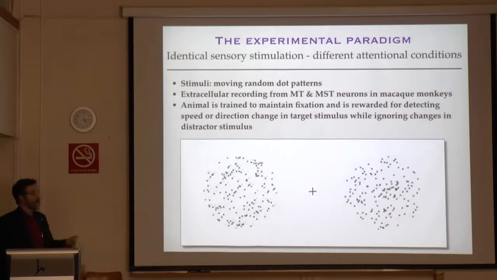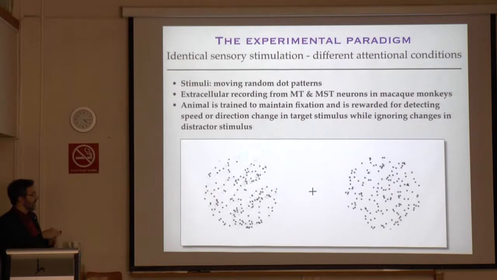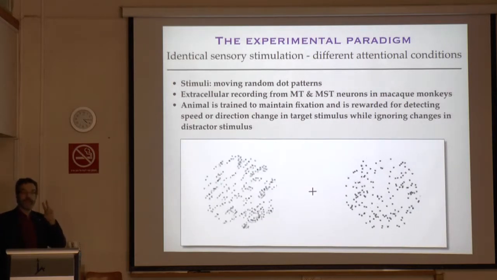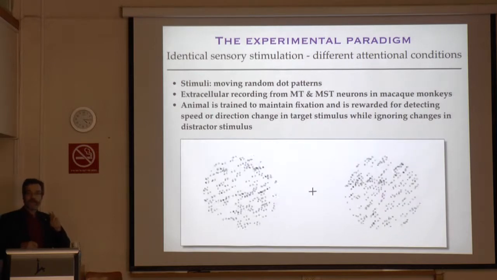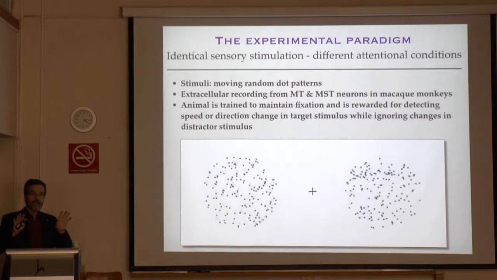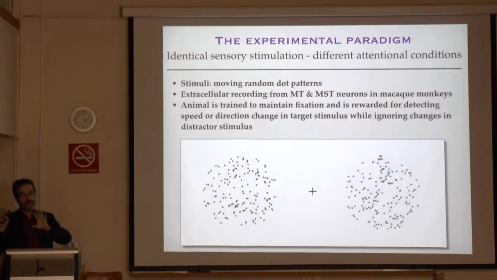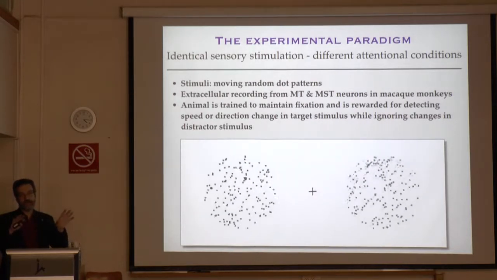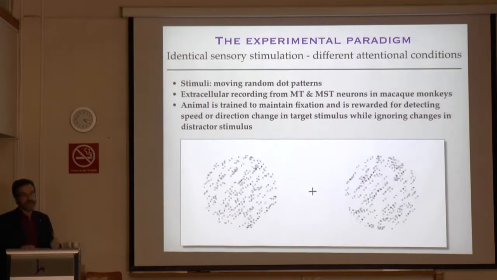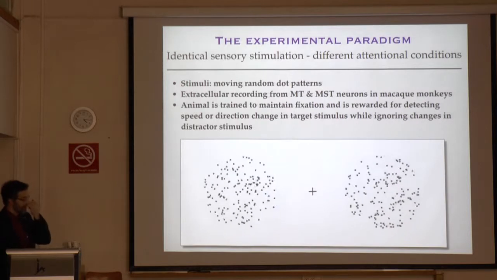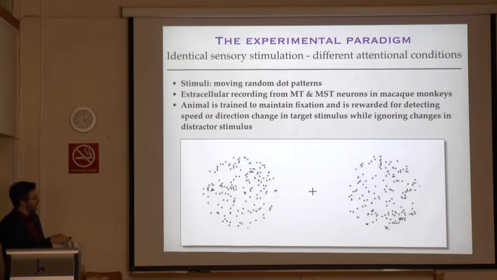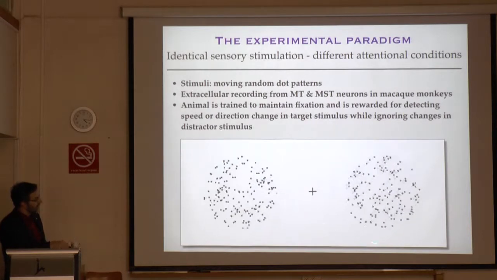Now the animals can be cued in advance to either attend to this stimulus or to this stimulus, but always both stimuli are present. That way we can generate two situations in which the physical input to the system is identical, but the behavioral state, meaning where and how attention is allocated, varies between the two conditions. And if we see a modulation in responses, it's based on the attentional condition, not on changes in the sensory input.